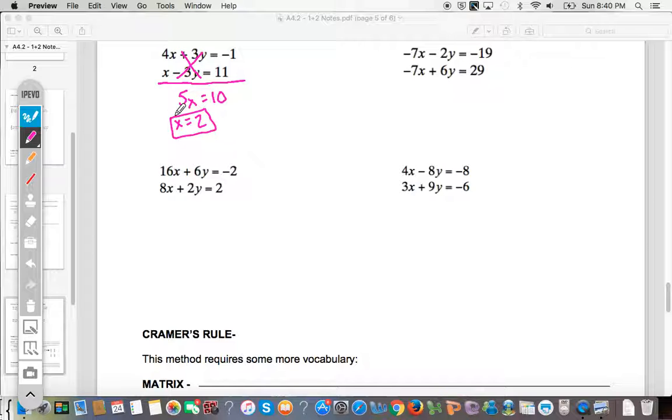Okay, so now that we have one variable solved for, we need to pick an equation and plug in this x equals 2. Okay, so let's pick this bottom one. So 2 minus 3y equals 11. So I'll subtract this 2 over. So negative 3y equals 9. 11 minus 2. So I know that y equals negative 3.